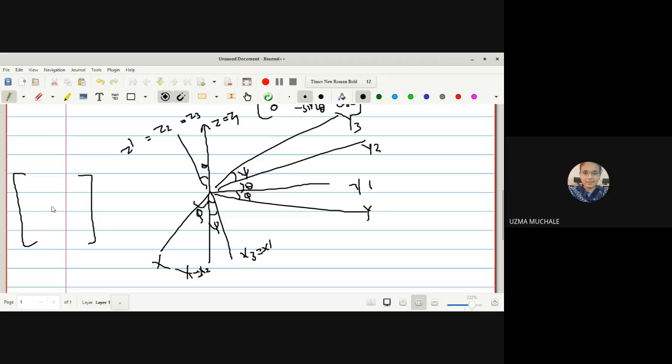As it is about the z-axis, the last row and last column are fixed: 0, 0, 1, and the corresponding changes are cos psi, sin psi, minus sin psi, cos psi.